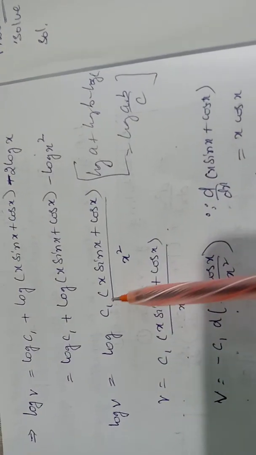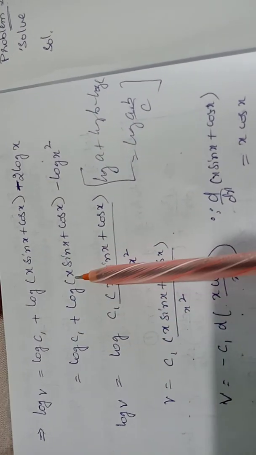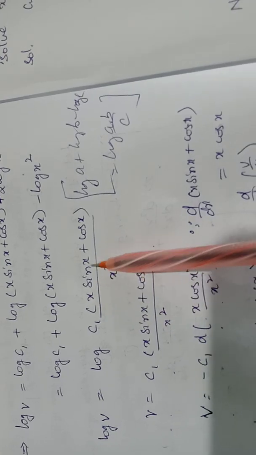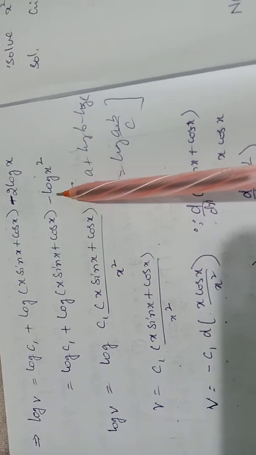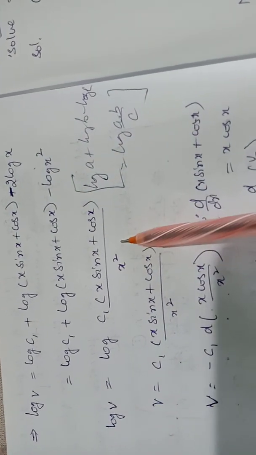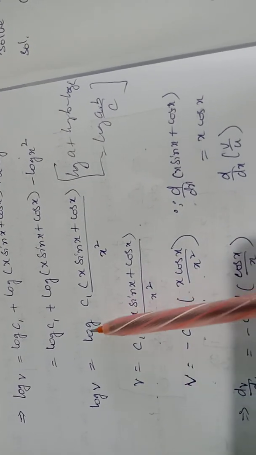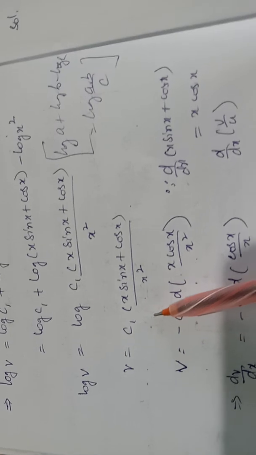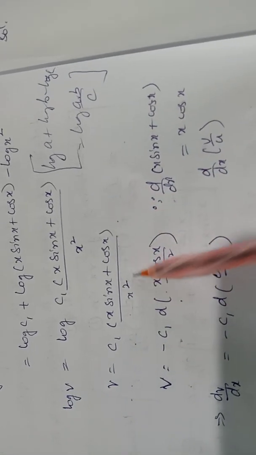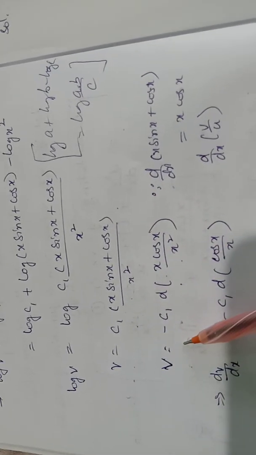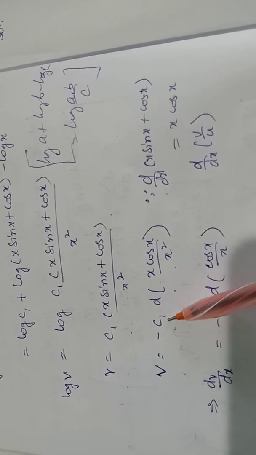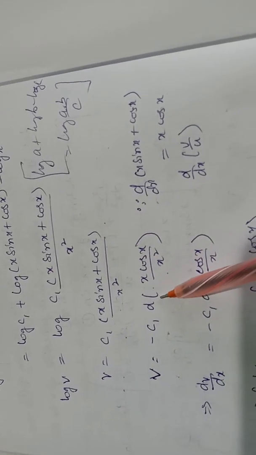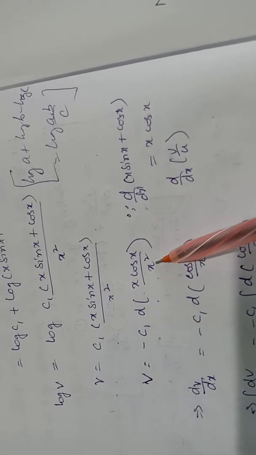So log c1, these are under addition, so we will get under multiplication x sin x plus cos x. Minus, this will come to the denominator, x square. So V, then cancelling the log on both sides, V equal to c1 times x sin x plus cos x by x square. V equal to minus c1, and this can be written as derivative of x cos x by x square.